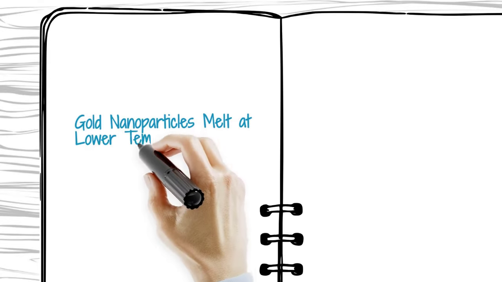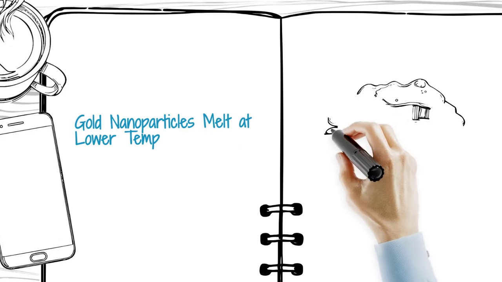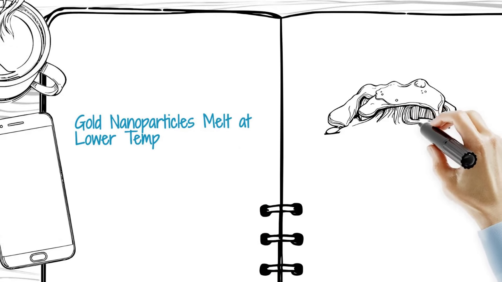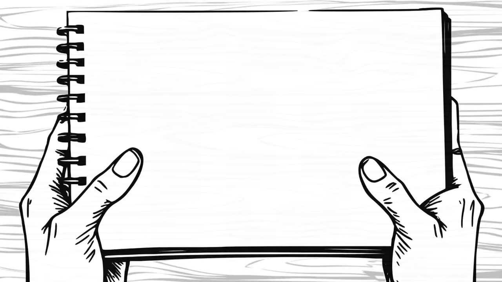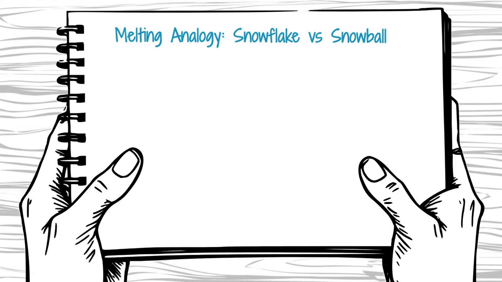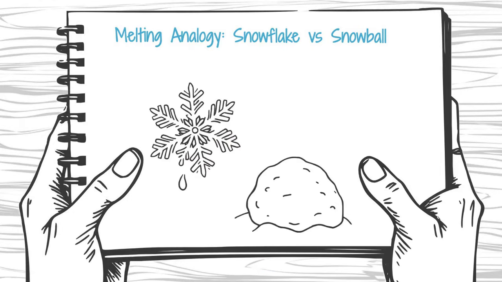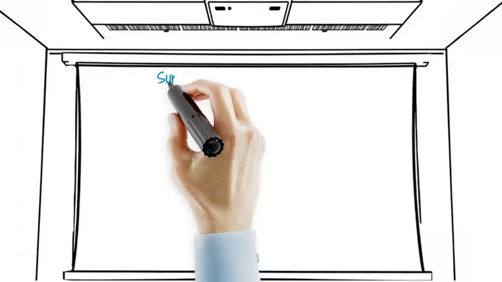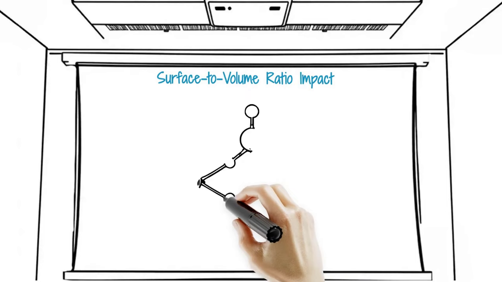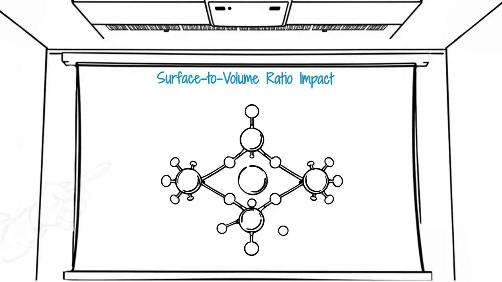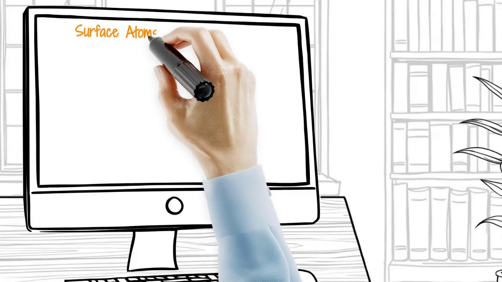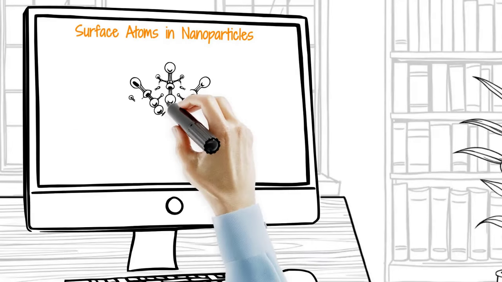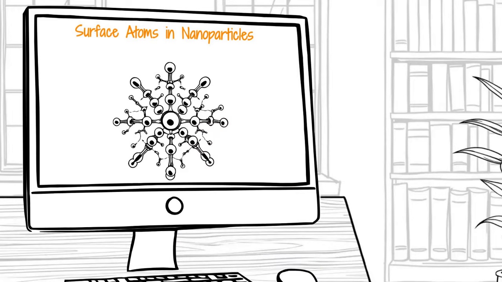Gold nanoparticles smaller than 3 nanometers melt at about 400 °C, far below the 1064 °C melting point of bulk gold. It's like a snowflake that melts faster than a snowball because it's more delicate and exposed. In large materials, most atoms are surrounded by neighbors, which stabilizes them through strong bonding forces. In nanoparticles, many atoms lie on the surface and have fewer neighboring atoms, making them more loosely bound.